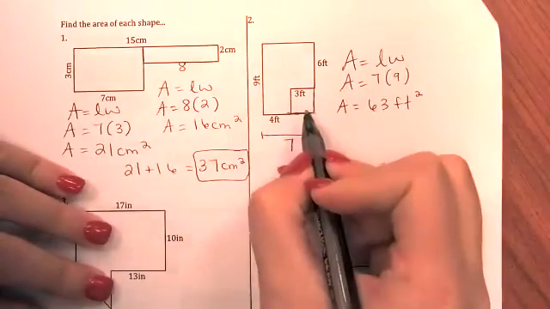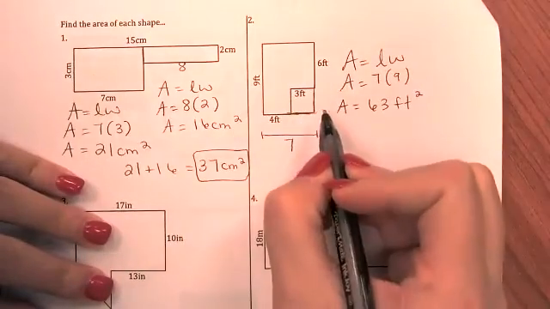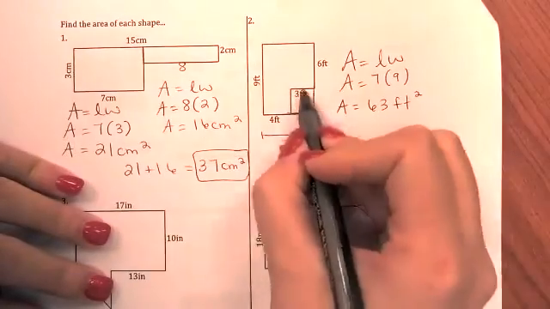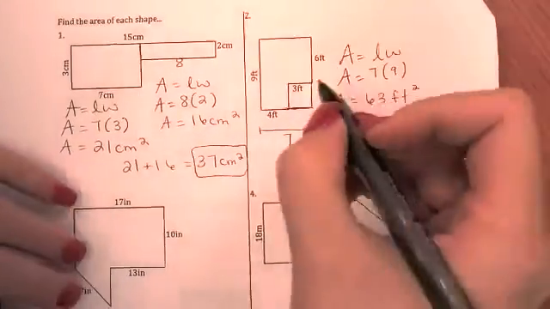But now remember, that's the area of the entire figure as if there wasn't a hole right there, but there is a hole right there. So this isn't our answer. It's too big, isn't it? We have to subtract that hole.